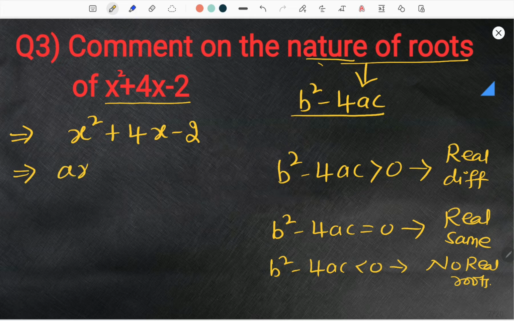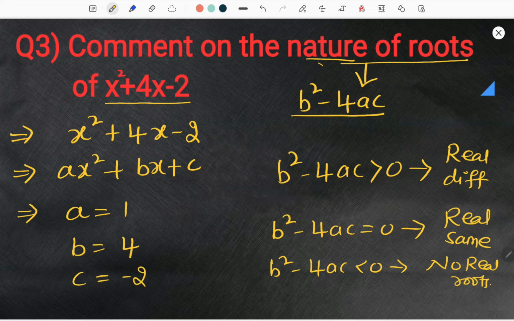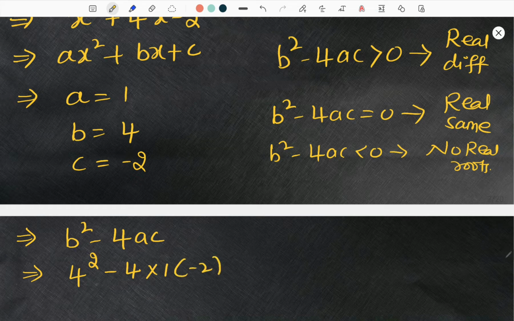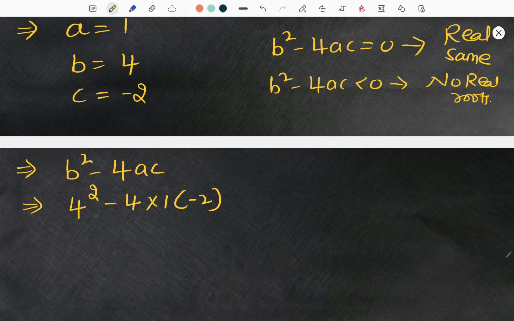Alright, so let us write it as ax square plus bx plus c. You can write equal to 0 or you can skip it. a is equal to 1, b is equal to 4 and c is equal to minus 2. And let us find out the value of b square minus 4ac. Let us see what answer we are going to get. So it is going to be 4 square minus 4 into a, which is 1, and c, which is minus 2. Whenever you are getting some minus number, keep it in the bracket. And 4 square is 16, and it becomes minus into minus. It has become plus now. 4 into 1 is 4, 4 into 2 is 8. So 16 plus 8, it has become 24.